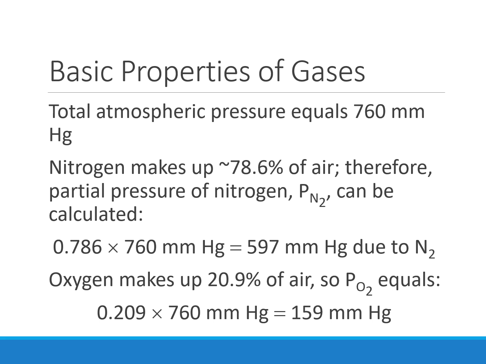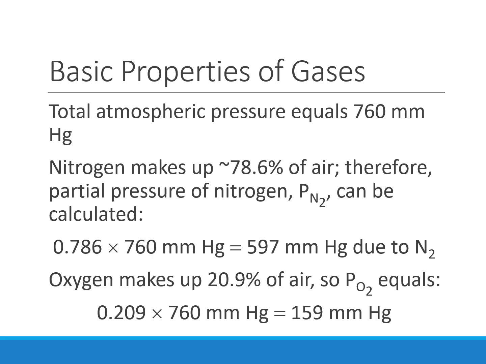Nitrogen makes up roughly 78.6%. Therefore, the partial pressure of the nitrogen. So what is the nitrogen contributing to the 760? This is how we calculate that. We have 0.786, because that's our 78.6%, times 760 millimeters of mercury, or 597 of the 760 millimeters of mercury is due to nitrogen.